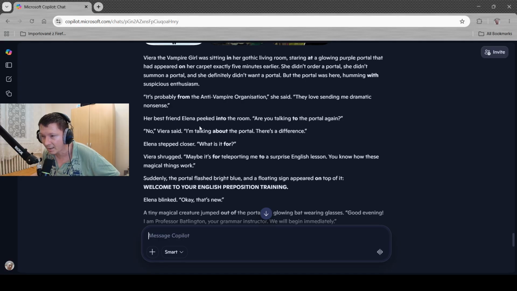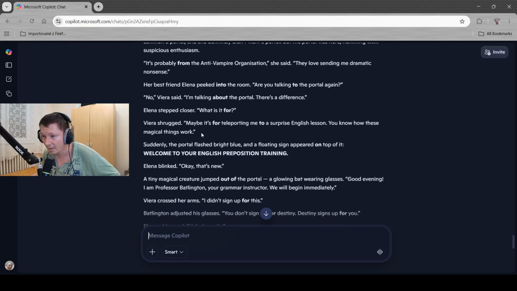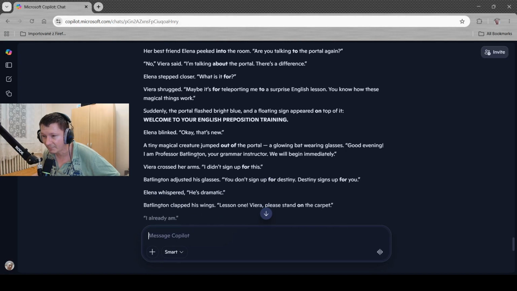Her best friend Elena peeked into the room. "Are you talking to the portal again?" "No," Viera said. "I'm talking about the portal. There's a difference." Elena stepped closer. "What is it for?" Viera shrugged. "Maybe it's for teleporting me to a surprise English lesson. You know how these magical things work." Suddenly the portal flashed bright blue and a floating sign appeared on top of it. "Welcome to your English preposition training." Elena blinked. "Okay, that's new."